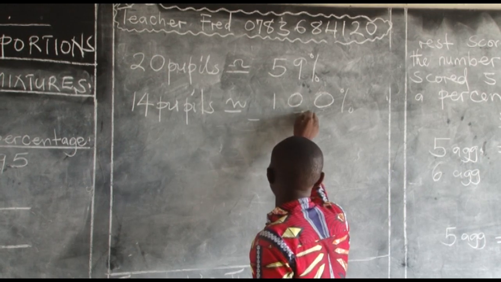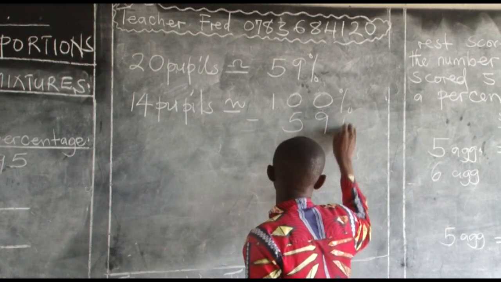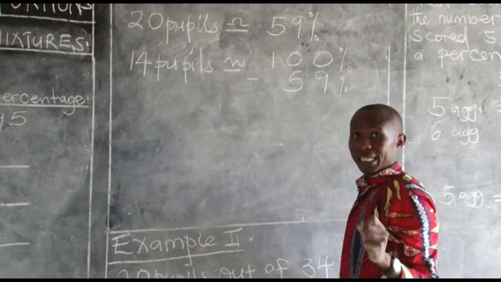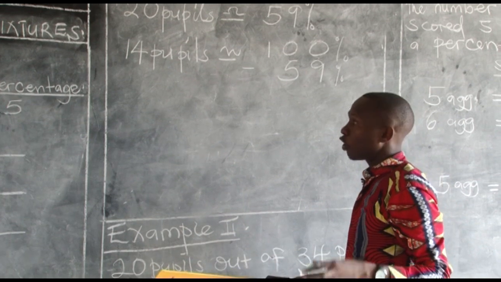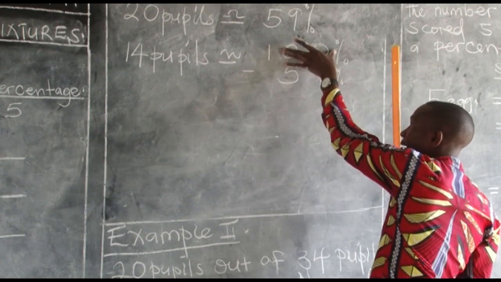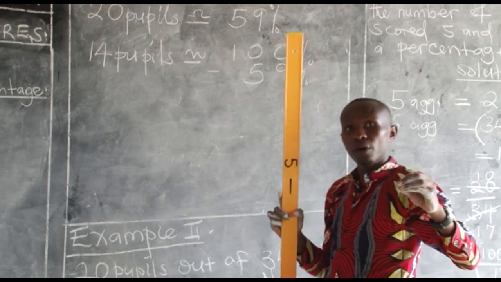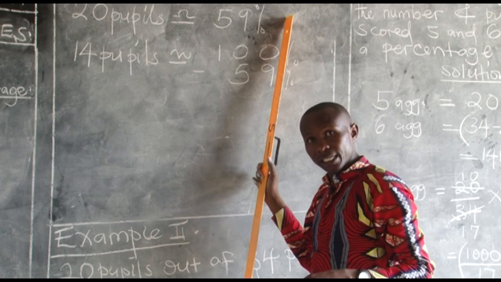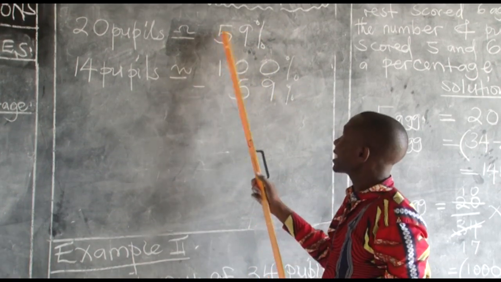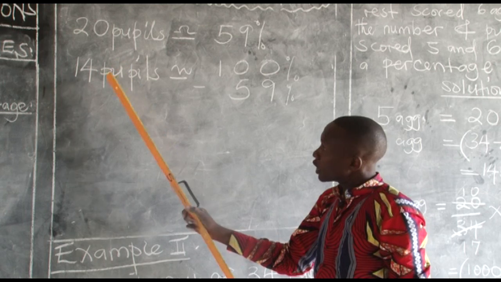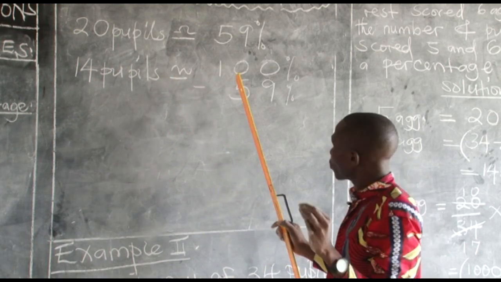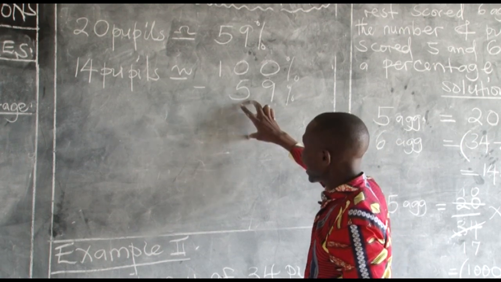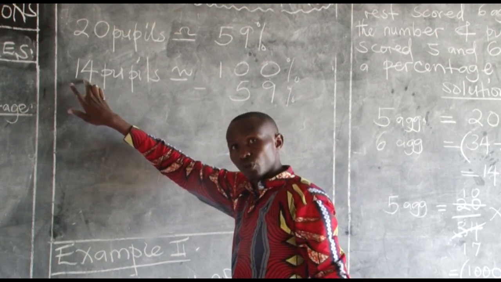minus 59%. Why are we subtracting 59%? The original percentage for all 34 kids or pupils was 100. But out of 34 pupils, 20 pupils have taken approximately 59%. So 14 pupils will also take approximately 100 take away 59. What we are going to get here is what these 14 pupils will take.